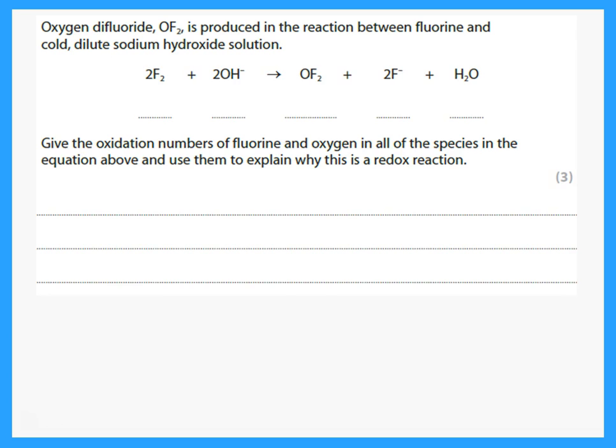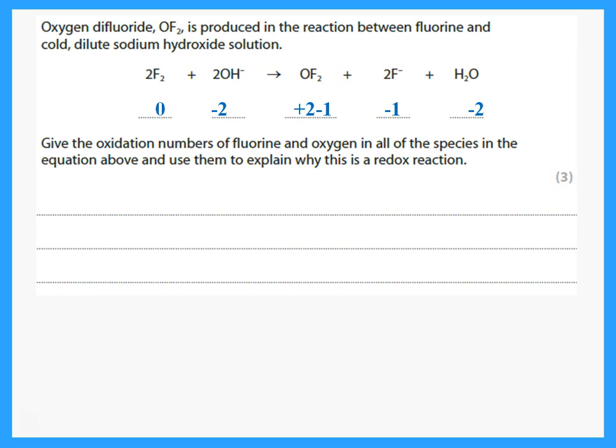Oxygen difluoride is produced in the reaction between fluorine and hydroxide. Give the oxidation numbers of fluorine and oxygen. So fluorine in F2 is an element, it's 0. The oxygen in OH minus, remember, oxygen is usually -2, and if you regard the hydrogen as +1 and overall -1, then the oxygen is -2. In OF2, this is where the oxygen is +2 because each fluorine has to be -1. In F minus, the fluorine has a -1. In water, the oxygen is -2. So these are the oxidation numbers.